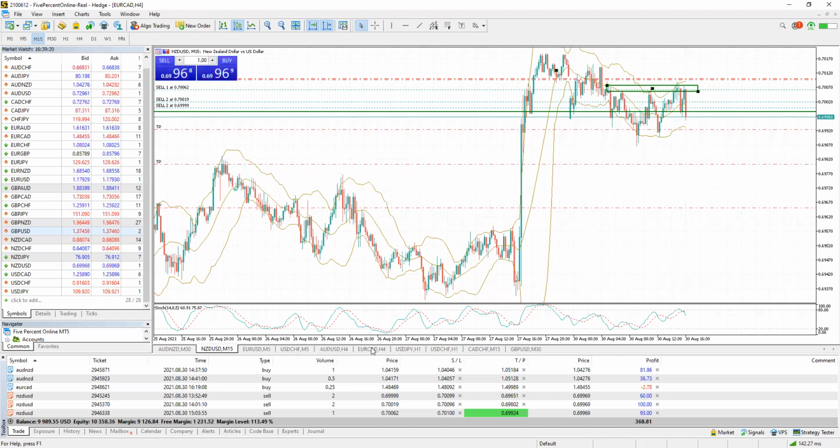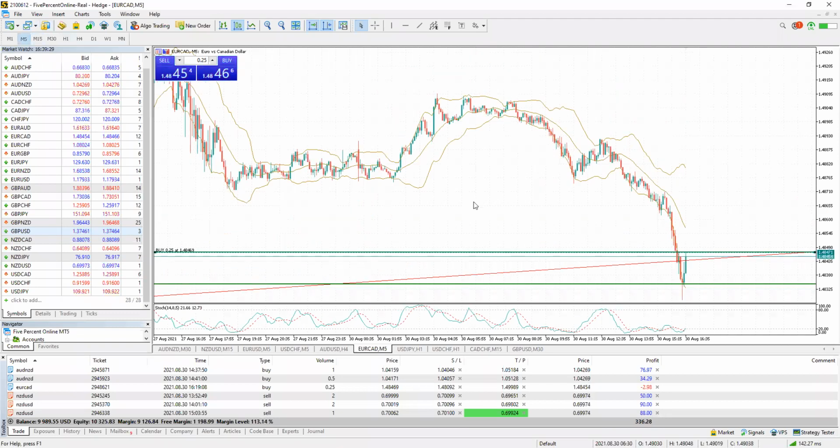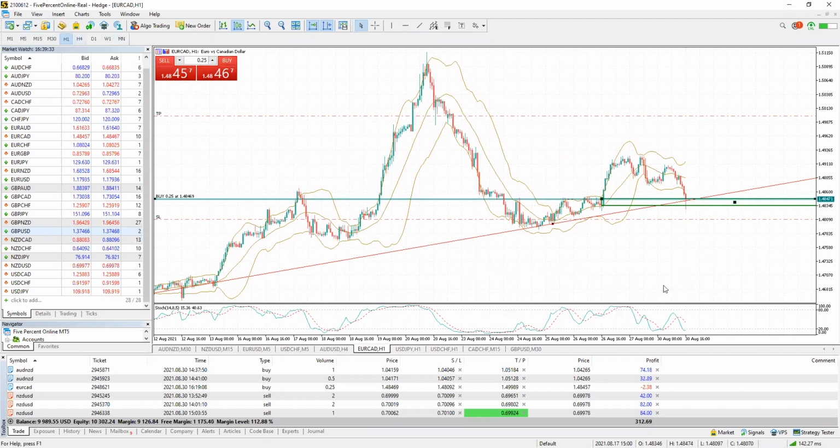And you see that the EURCAD here makes a reaction. This pattern looks very good here. What else? What market didn't we talk about today?